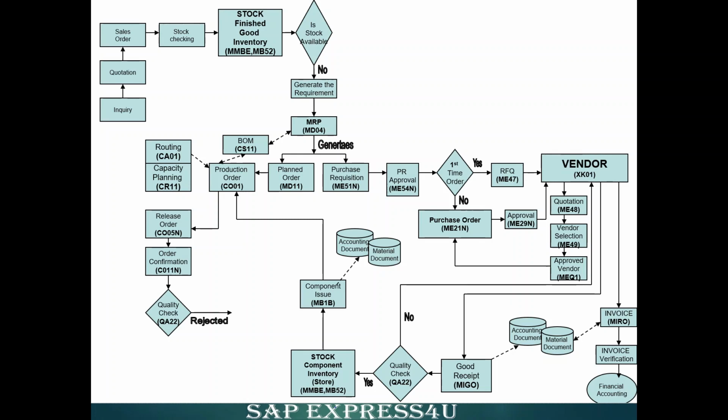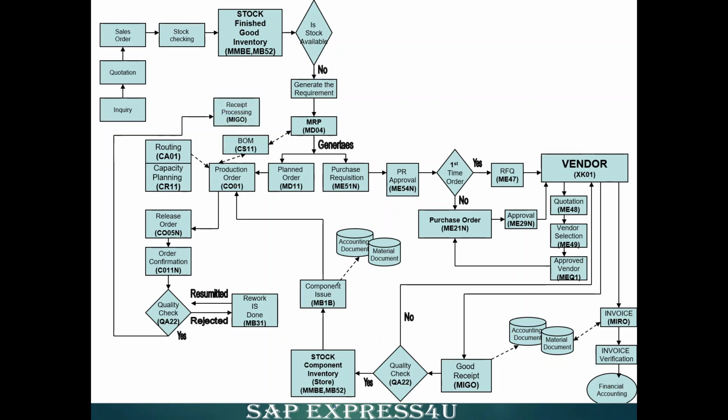If stocks are rejected, then rework is done, which you can do through MB31. After that rework, you again submit it to quality to check. Once they say yes, the stock is good, you can do the MIGO process. MIGO means a goods receipt, once this production order is confirmed, that means UD is given. That means the process order is finally confirmed and all the goods are issued.